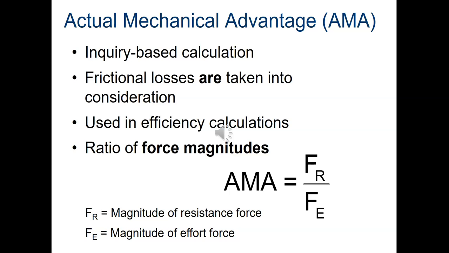When we look at actual mechanical advantage, or AMA, it's an inquiry-based calculation. We are going to look at frictional losses, and then we use it for efficiency calculations. How well does your simple machine work? So in this case, we look at the ratio of force magnitudes. Remember, for ideal, we looked at the ratio of effort magnitudes or distance magnitudes. Now we're going to look at force. So the actual mechanical advantage is equal to the resistance force, or its magnitude, divided by the effort force, its magnitude.